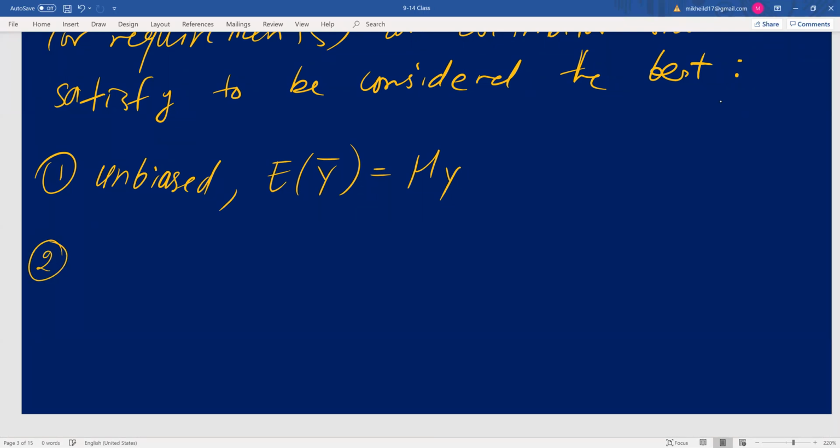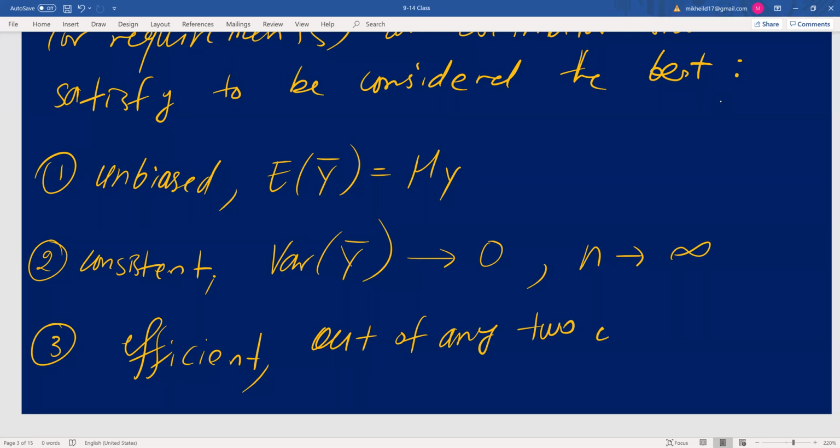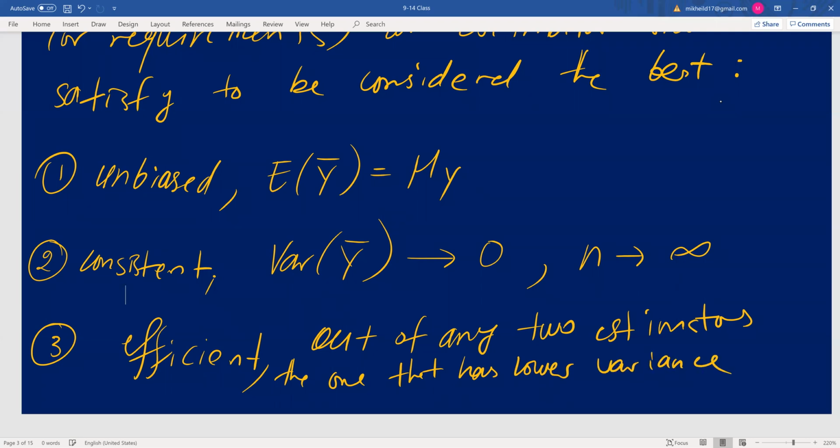Second, it should be consistent, which means that the variance of Y bar should go to 0 when n goes to infinity. And third and the last requirement is efficiency, which means that out of two estimators, the one that has lower variance is more efficient.